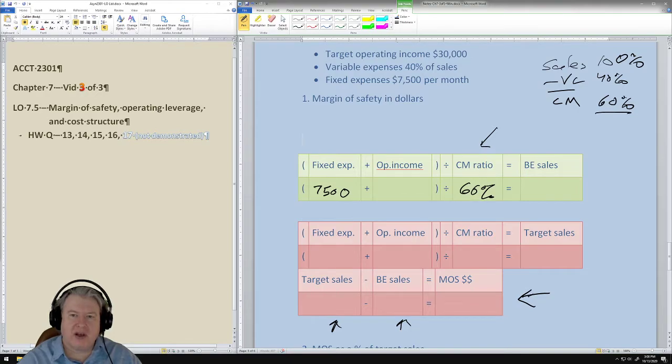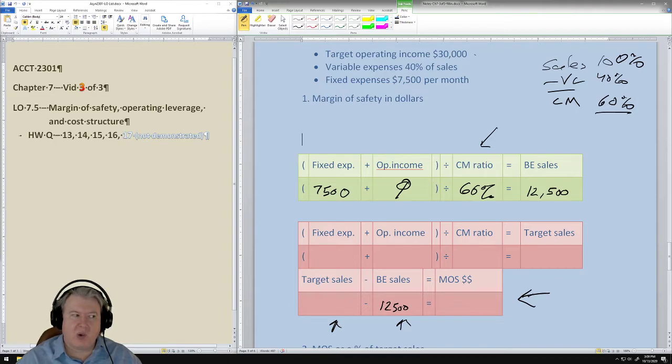And we are given a target operating income. We want 30,000 there, right? Oh, I'm sorry. We are going to use that here when we're figuring out our break-even sales, which has 0 operating income. So we're just trying to figure out the break-even sales. So when we figure this out, 7,500 divided by 60% equals 12,500. So that is our break-even sales.